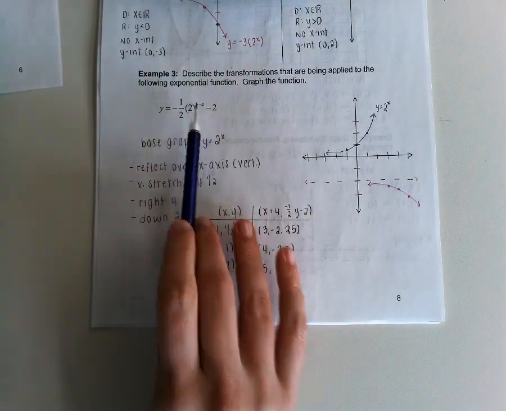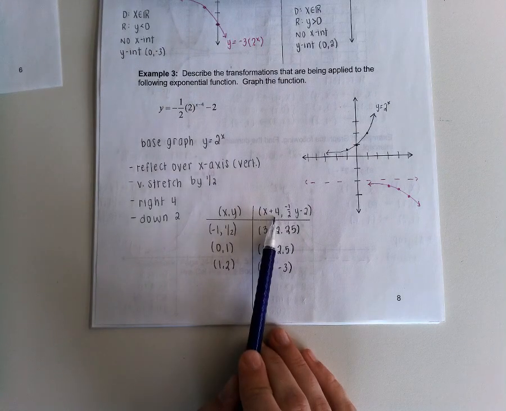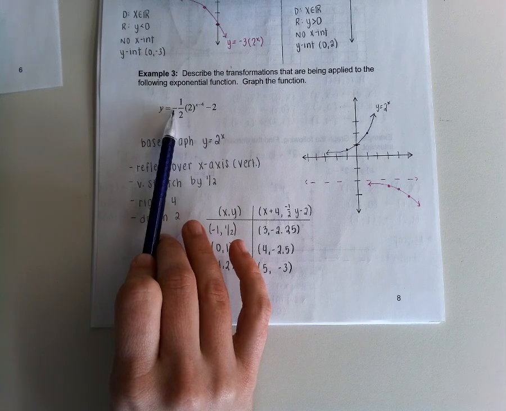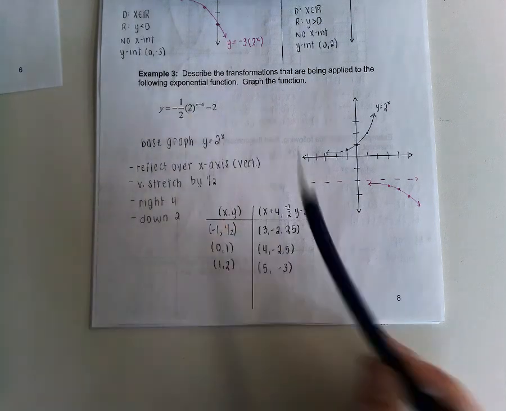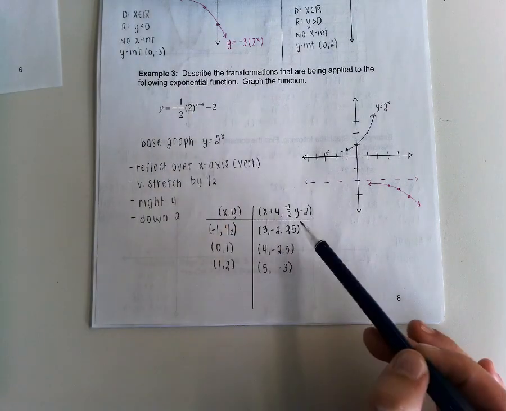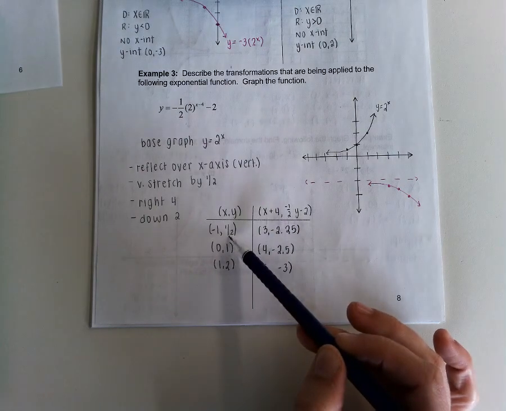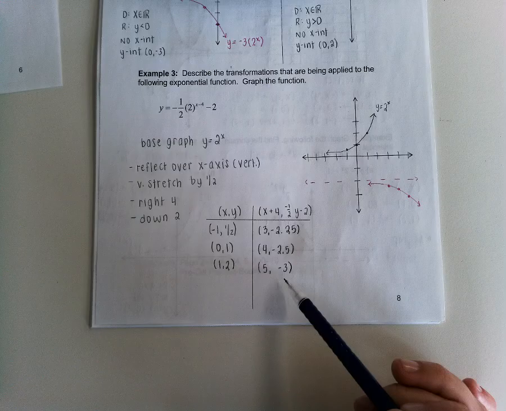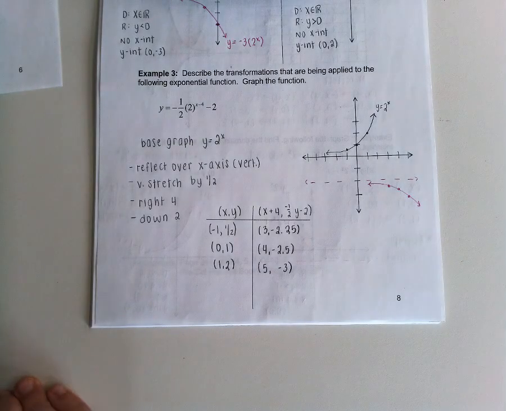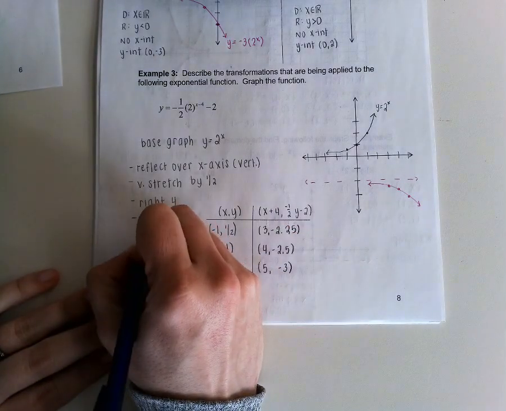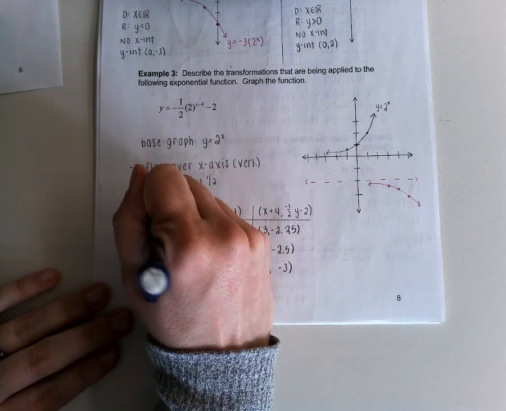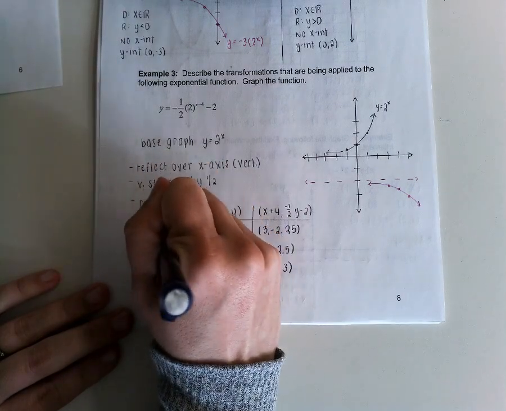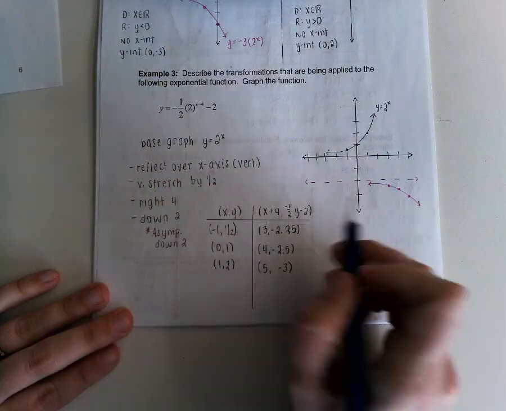My x value is just going right by 4, so plus 4. But my y value is being multiplied by 1/2 and subtracting 2. So here, I'm going to multiply by 1/2 and then subtract 2. So you'll see I get these decimal values, which is totally okay. Also, because I'm going down 2, the asymptote will move down 2. So don't forget to move that asymptote.